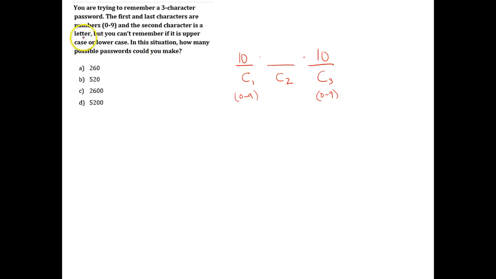And the second character is a letter, but you can't remember if it's uppercase or lowercase. So if we're counting little a and big A, little b and big B, little z and big Z, how many different options are there? There's 26 letters, so times 2 for each letter. There's a little one and a big one. There's 52 choices for that second one. So if I multiply those out, it's 5,200.